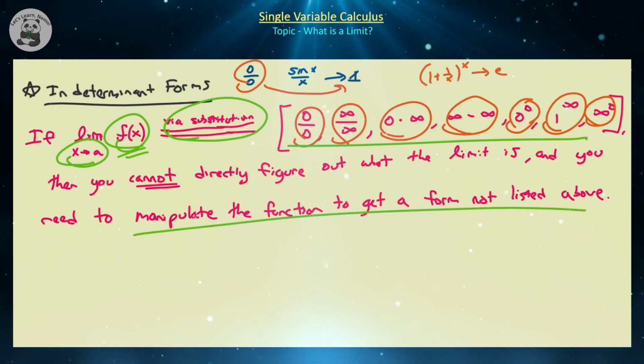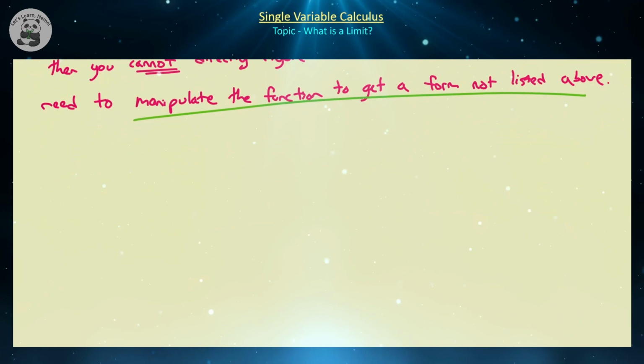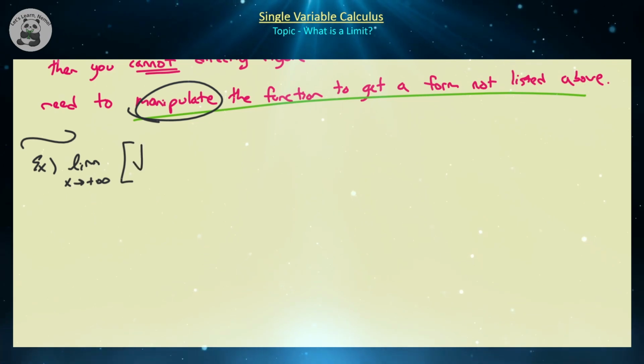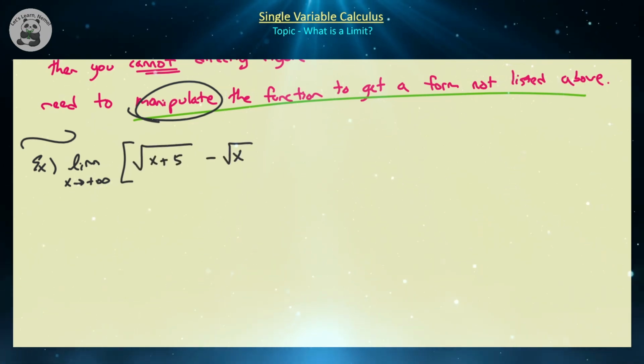Now, although theoretically you can manipulate the function, sometimes it's not obvious at all. So what I want to do is just close this video with an example of some of the clever tricks that you would have to come up with if you were to truly manipulate this function. So let's consider the limit as x approaches positive infinity of the function the square root of x plus 5 minus the square root of x.